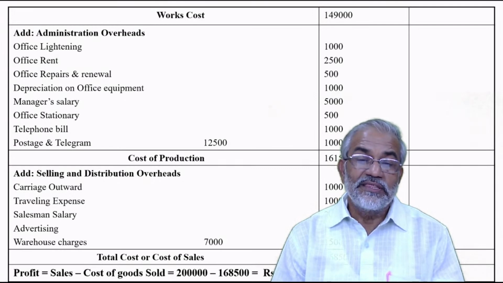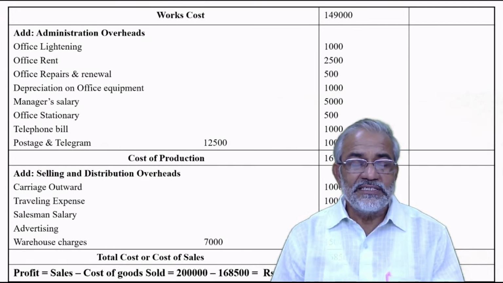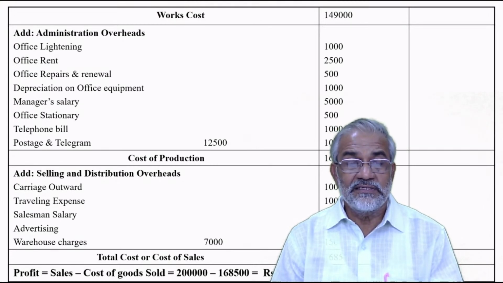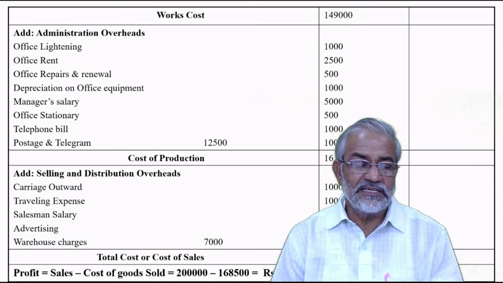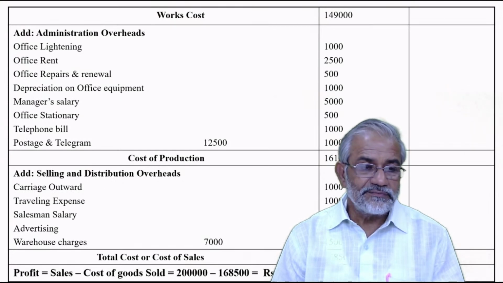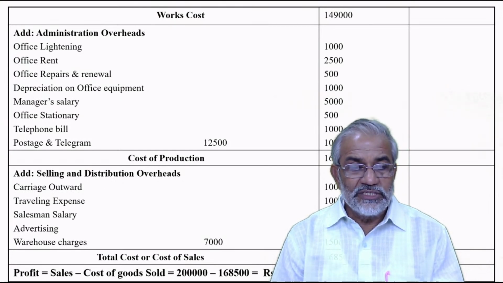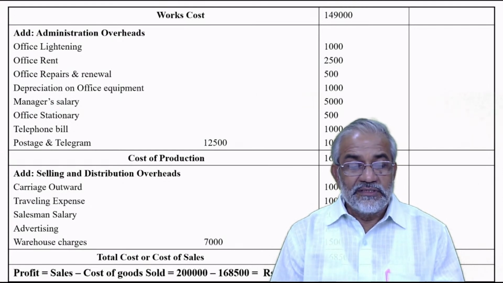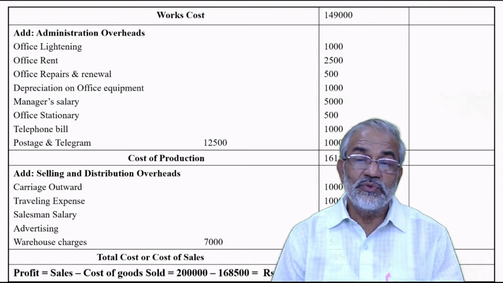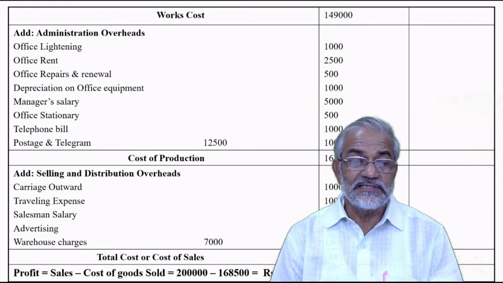Then advertisement, 1,500. Advertisement is a deferred revenue expenditure. If the advertisement expense is heavy, normally in the initial years, the advertisement expenses are incurred. That is amortized over a period of time, depending upon the utility within which the benefit of advertisement will be derived. So basing on that, the amortized part of the advertising expenses can be taken into the selling and distribution overhead. Here in the question it is given as 1,500, so we have taken 1,500 as advertising expenses.